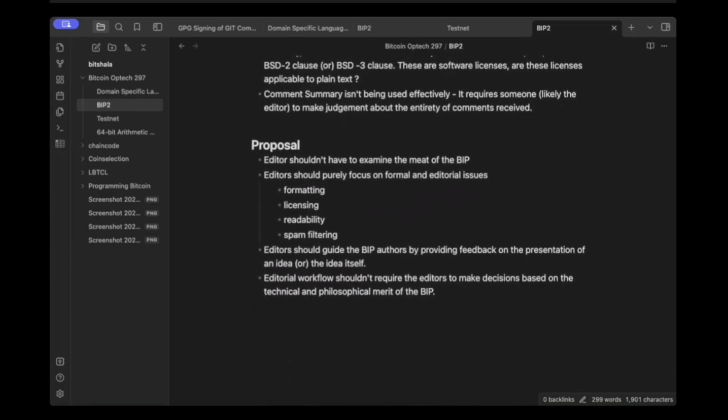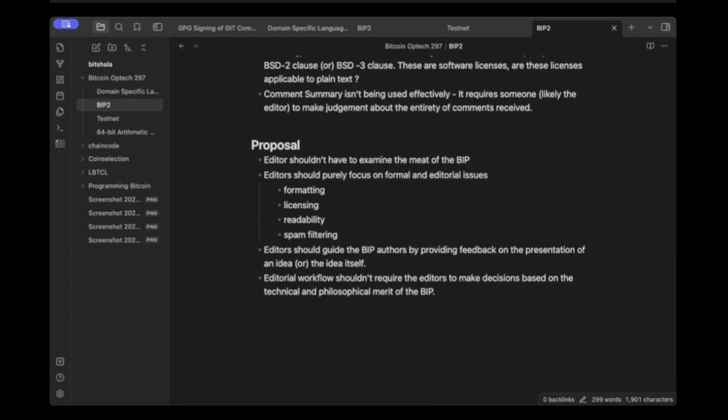So what is being proposed is that the editor shouldn't examine the merit of the BIP. He should not go into the technical part of the BIP. Editors should purely focus on formal and editorial issues. Like he should ensure there is proper formatting of the BIP, the right licenses are being used, the BIP is readable, and he should primarily filter out spam that is being put forth as BIPs. So people want to limit an editor's job to these things.